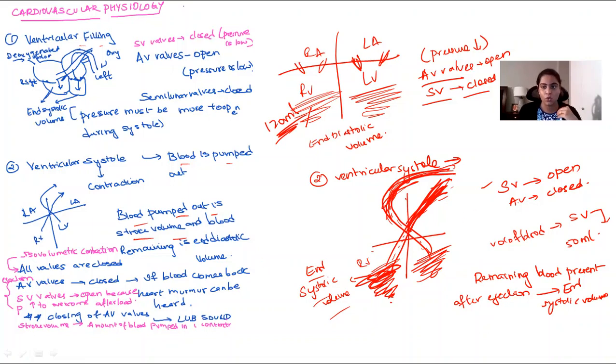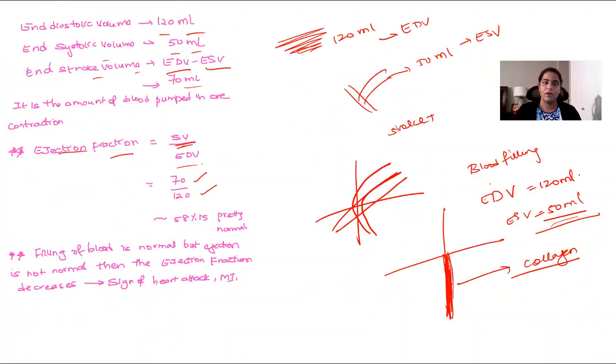AV valves are closed over here, but in case a little amount of blood flows back, that means there is a problem in these valves. That's when a heart murmur can be heard. Okay, now we are clear about the end diastolic volume and systolic volume, and the amount of the blood remaining is stroke volume. Now, stroke volume by end diastolic volume is ejection fraction.